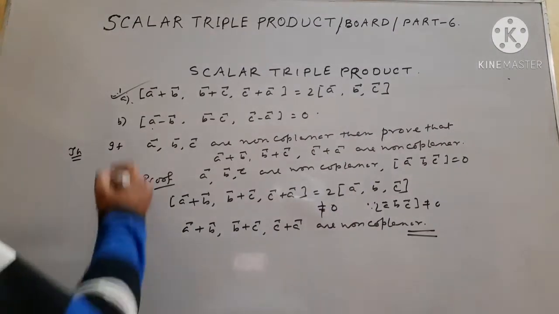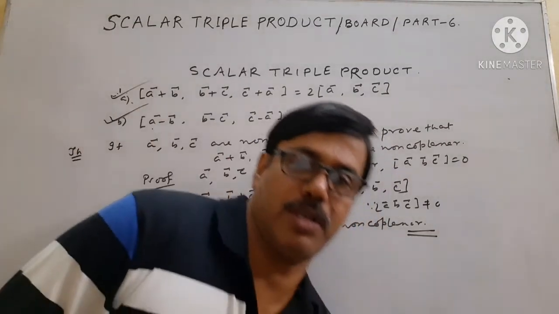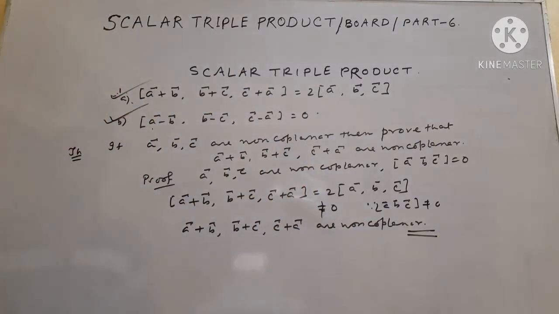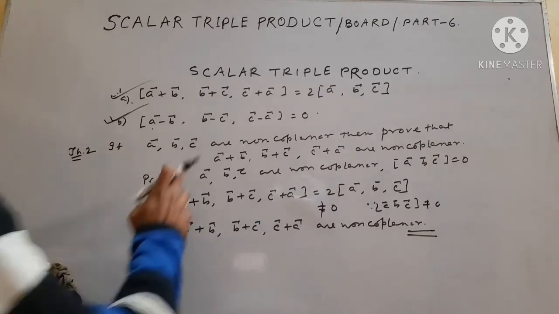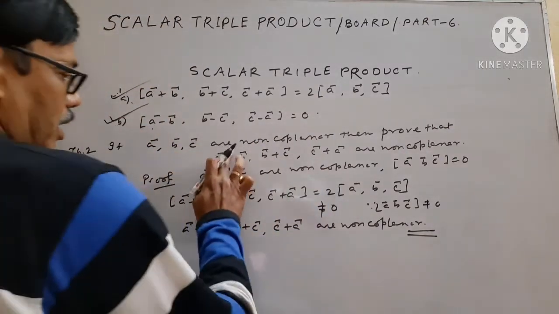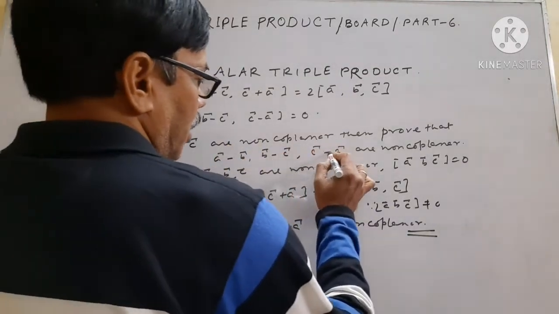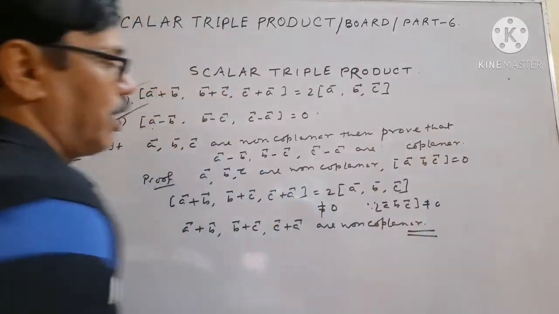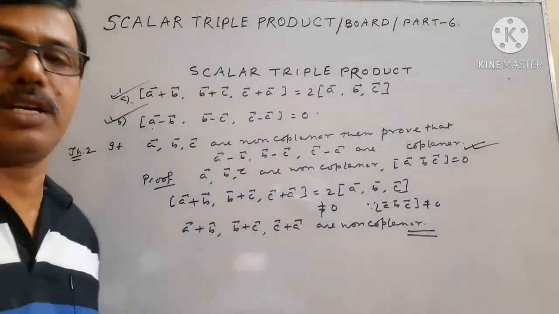Now this you can also state as an alternative theorem. Theorem 2: if A, B, C are non-coplanar, then prove that A minus B, B minus C and C minus A are coplanar. Then the vectors are coplanar.